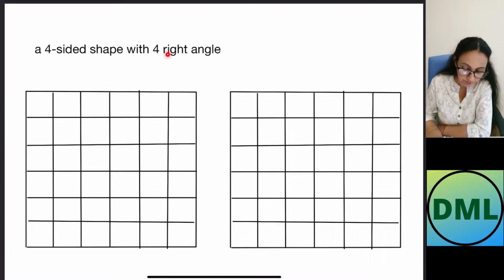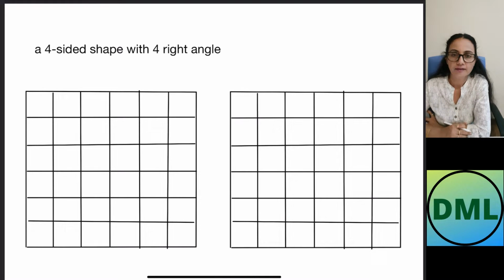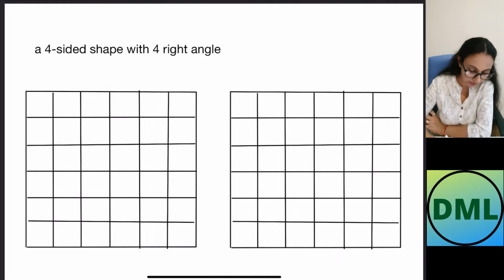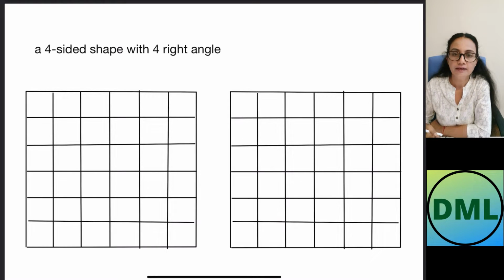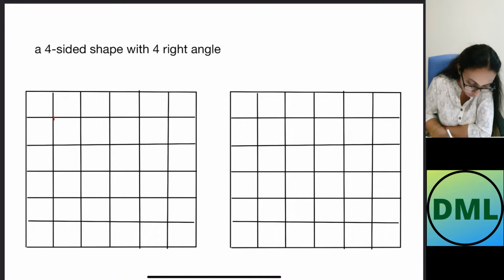A 4-sided shape with 4 right angles. Can you draw that? Let's draw it together. I need to draw 4 right angles. 4 right angles are either in a rectangle or in a square. We know that, right? And both figures are 4-sided. Let's draw that. You can draw any size, but it should be in rectangle form. Both the sides should be different. So one is of 4 units, another one is of 3 units. This is my rectangle with 4 sides and 4 right angles.